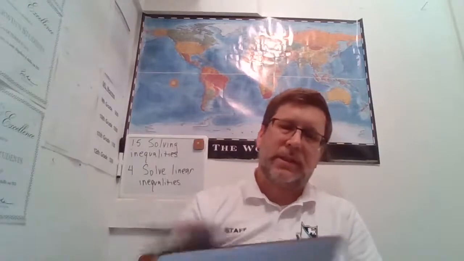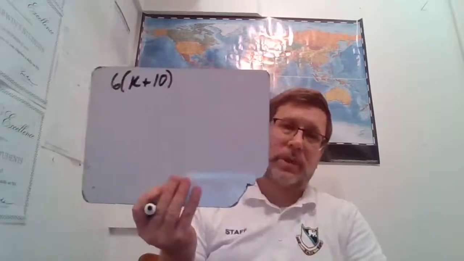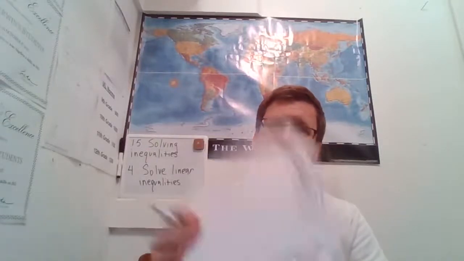And it is 6k. No, it's not 6k. It's 6 in parentheses k plus 10. 6 in parentheses k plus 10 is less than or equal to 18.